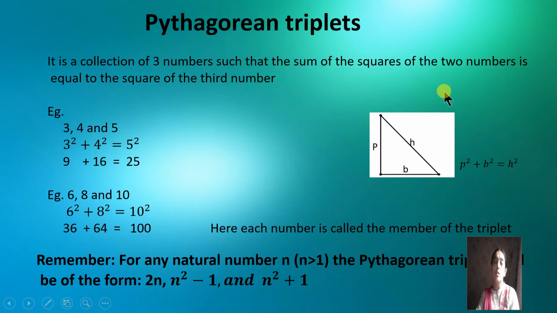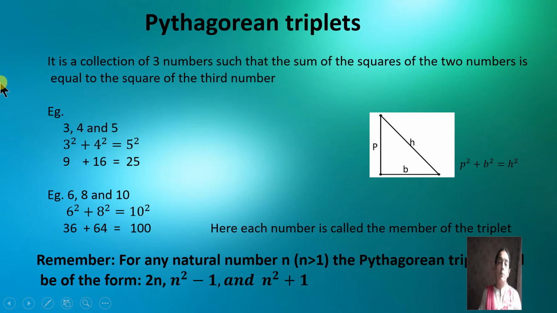So this is what the Pythagoras theorem says, that the sum of the squares of the 2 sides forming a right angle should be equal to the square of the hypotenuse. So this is the height, hypotenuse. And so they follow the same pattern as the Pythagorean triplets, and hence the name Pythagorean triplets.